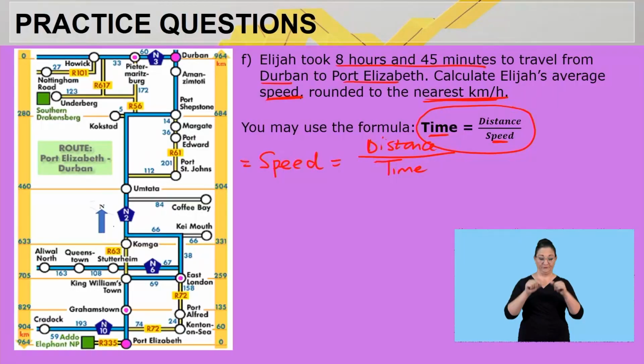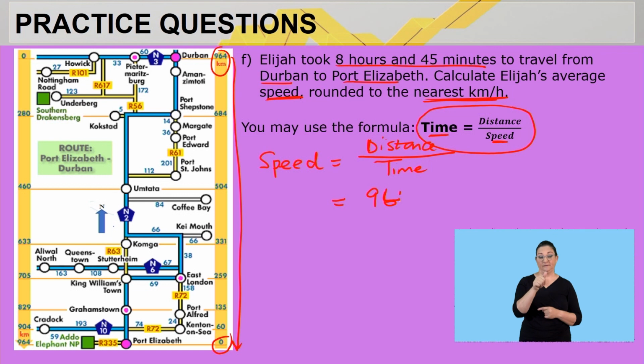Step number 2, I'm going to substitute now. Right, so what is the distance? So looking at here, indicated here, Port Elizabeth, Durban, that distance is 964. Let me quickly write that properly. So that will be 964 kilometers divided by the time.